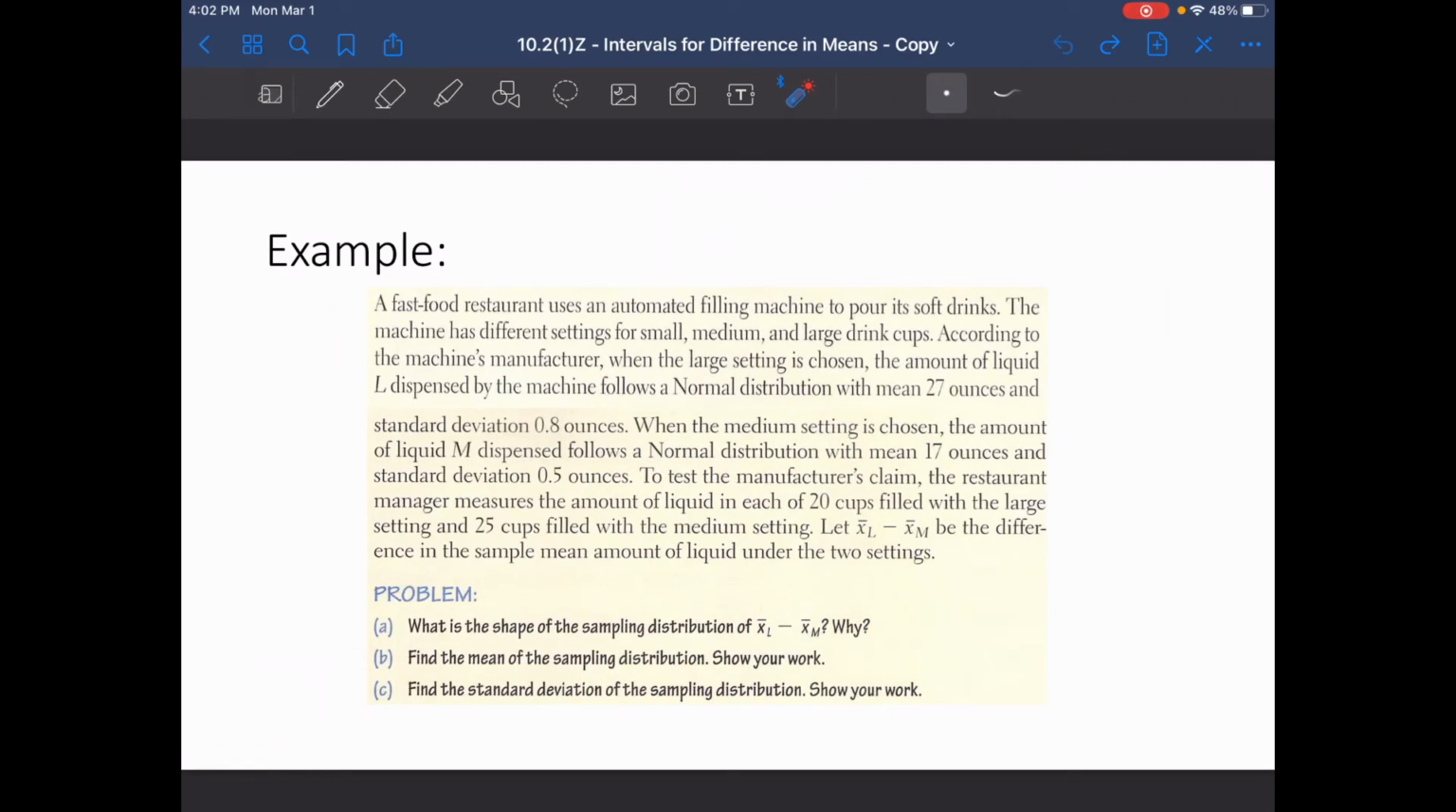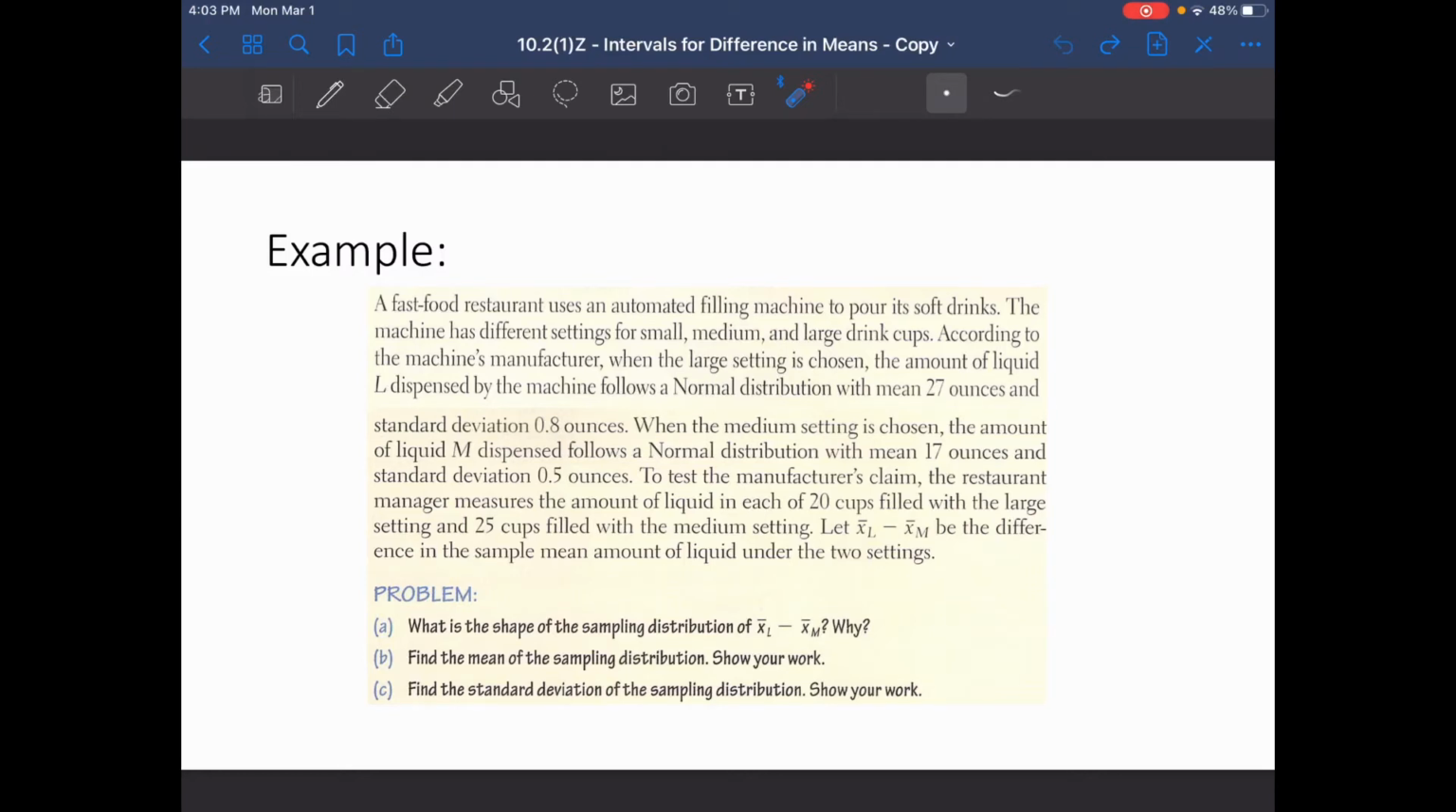A fast food restaurant uses an automated filling machine to pour its soft drinks. The machine has different settings for small, medium, and large cups. According to the machine's manufacturer, when the large setting is chosen, the amount of liquid L dispensed by the machine follows a normal distribution with mean 27 ounces and a standard deviation of 0.8 ounces. When the medium setting is chosen, the amount of liquid M dispensed follows a normal distribution with a mean of 17 ounces and a standard deviation of 0.5 ounces. To test the manufacturer's claim, the restaurant manager measures the amount of liquid in each of the 20 cups filled with the large setting and 25 cups filled with the medium setting.